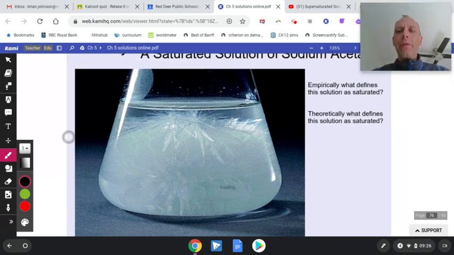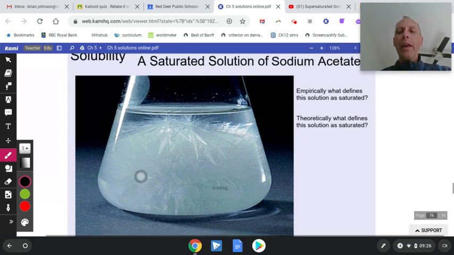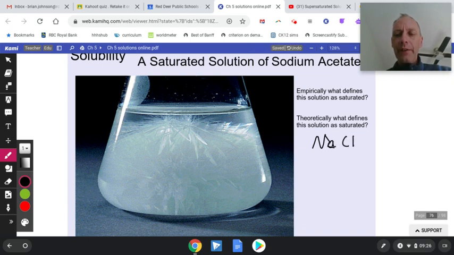Okay, so what I have here is a saturated solution of sodium acetate. Sodium, Na, acetate is CH3COO minus. So NaCH3COO. It's an ionic compound, dissolves in water, has pretty good solubility. So my first question for you is, what makes this solution saturated empirically? Empirically means observing it. So when you look at it, how do you know it's saturated?